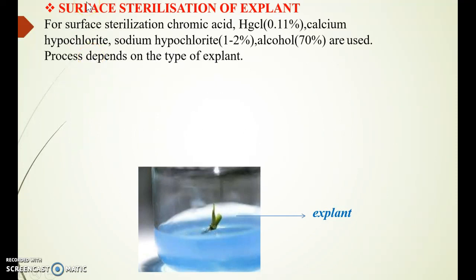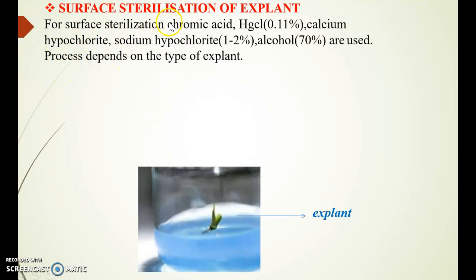After preparation, the explant should undergo surface sterilization. What happens if surface sterilization is not done? There is a chance of fungal attack. The success of plant tissue culture mainly depends upon cultures without fungal growth. If there is fungal growth, there is no formation of callus, no growth of the plant, or any process which involves plant tissue culture. Because of this, surface sterilization is carried out.